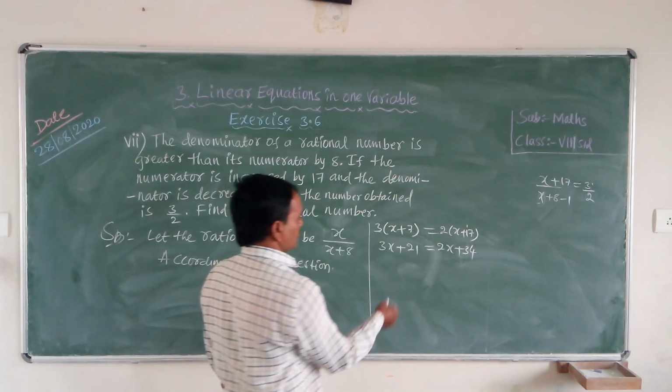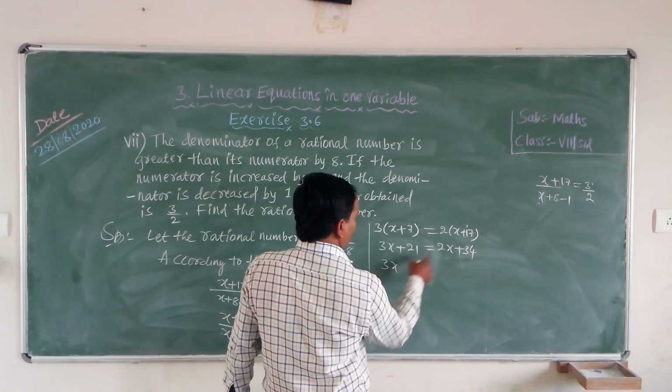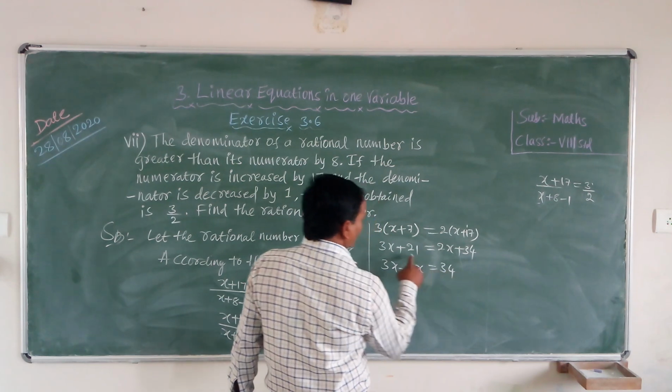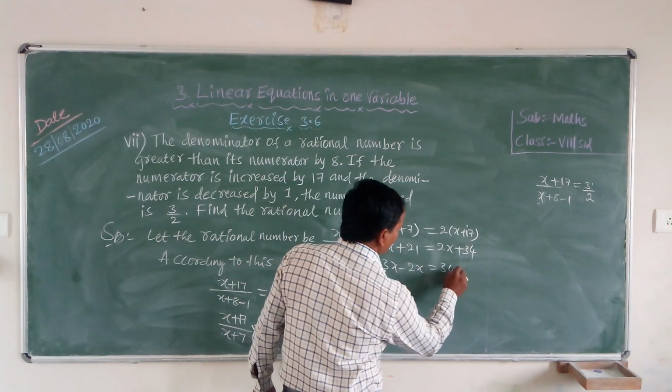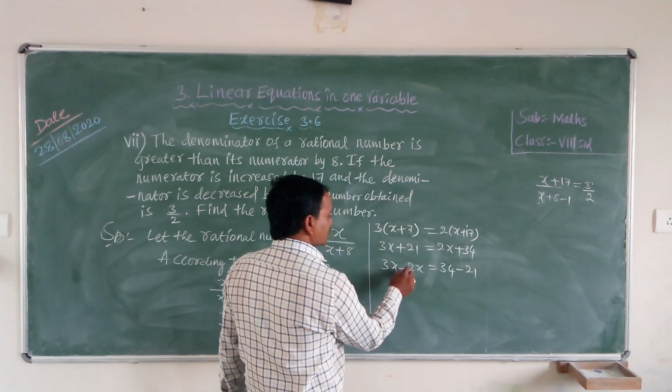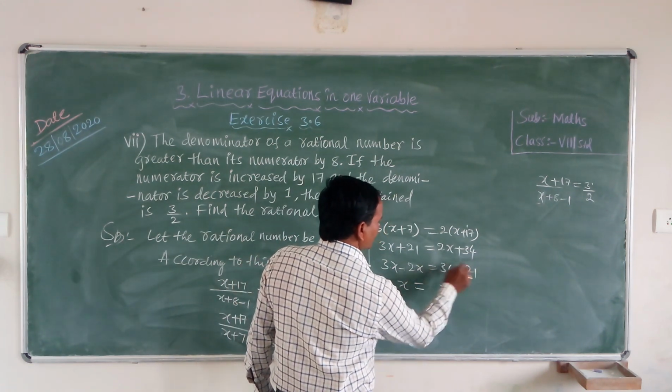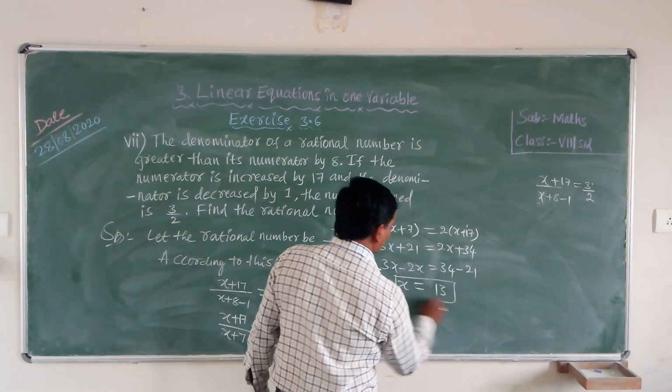So now, 3x and 2x: transferring to the left side, minus 2x, is equal to 14, and 51 transferring to the left side, minus 51. So 3x minus 2x, 1x, is equal to 14 minus 51. So x came out as 13.